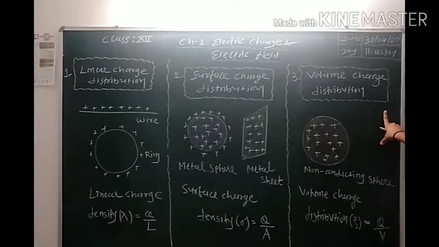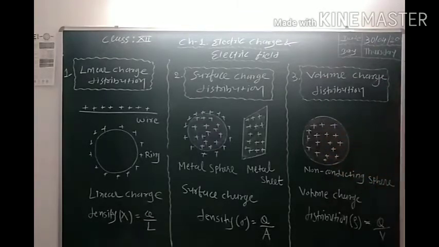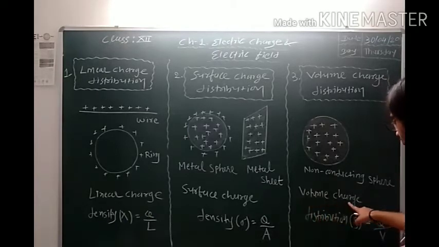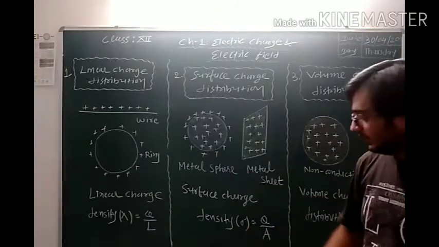And the third one is volume charge distribution. In this distribution I take one non-conducting sphere, so the charge are uniformly distributed in this volume of the sphere, and then we introduce another physical quantity that is called volume charge density. So rho is equal to Q by V. Q by V is nothing but charge per unit volume. Okay, so write down all this.